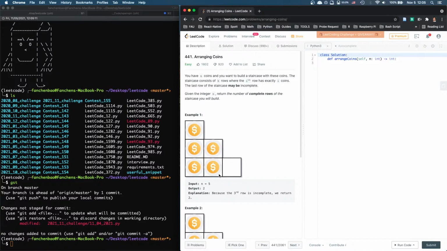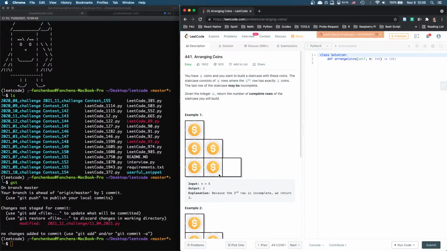Hold on, maybe I can. What if I just try to solve this problem? We try to solve x times (x plus 1) divided by 2 equals n, right? This one will give us two values. The x squared plus x minus 2n equals 0, and then we can solve this.